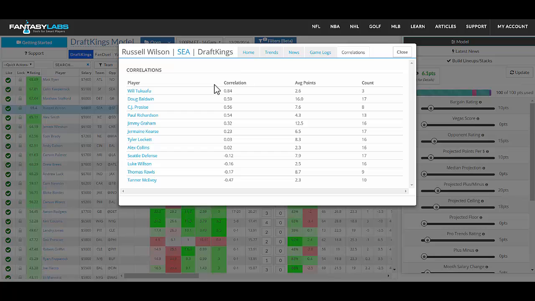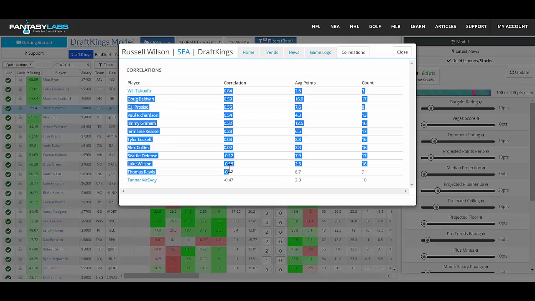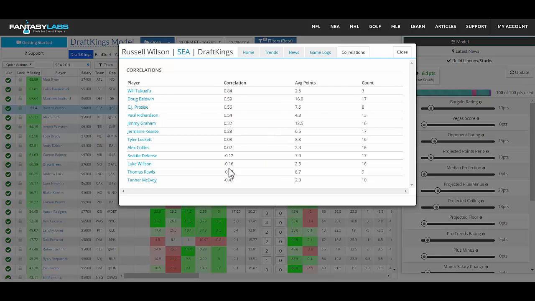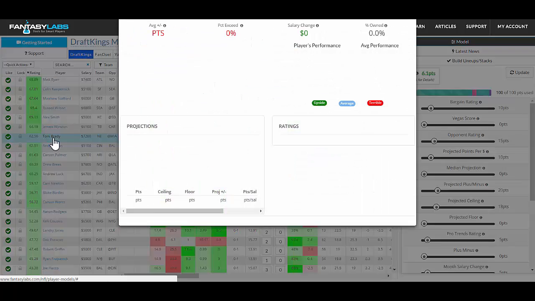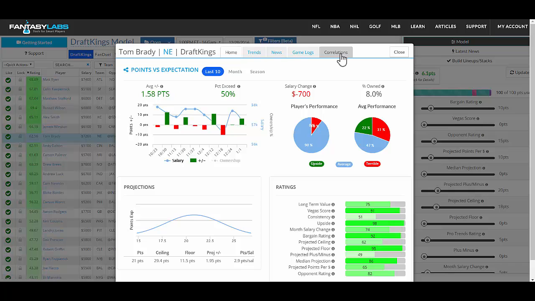So we're looking at Russell Wilson. The correlations go from -1, which is a perfectly negative correlation, to 1, which is a perfectly positive correlation. The higher the number, the more linked the player's production is in a positive way, meaning that as one increases, the other increases. As one decreases, the other decreases. And -1 is the opposite. As one increases, the other decreases.